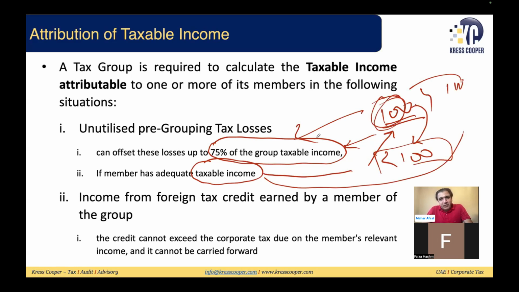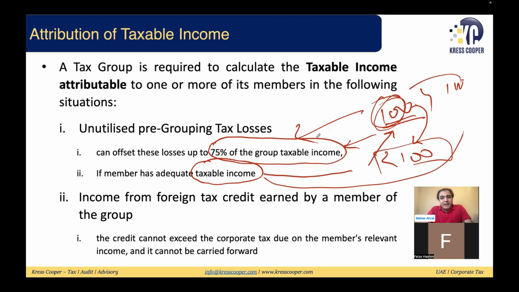So this is the first requirement where we need to assess the adequate taxable income of the individual member as well, because we want to adjust the unutilized pre-grouping tax losses. This is the first requirement. At the end, the result will be consolidated, but we need to assess, can we claim the pre-grouping tax losses or not? Just to assess this, we need to assess the adequate taxable income of the individual member as well.